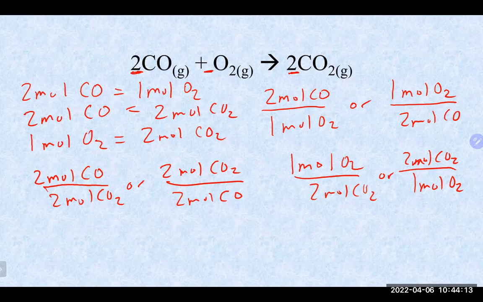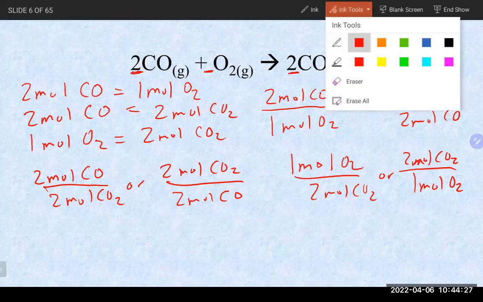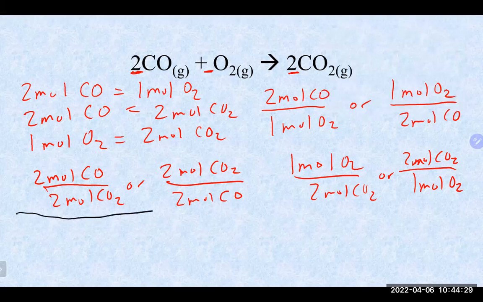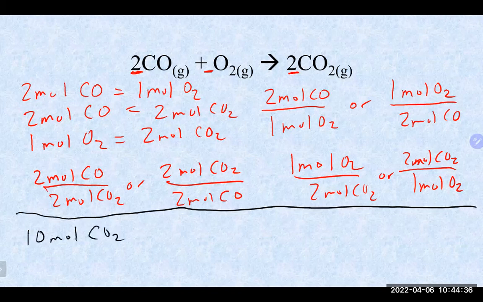Much like a normal conversion factor, you don't use them all. You would use the one that is correct, and just like dimensional analysis, opposites cancel. So, if we started with 10 moles of CO2 produced, and we wanted to know how many moles of O2 we started with, we could start with the balanced equation, which is here.